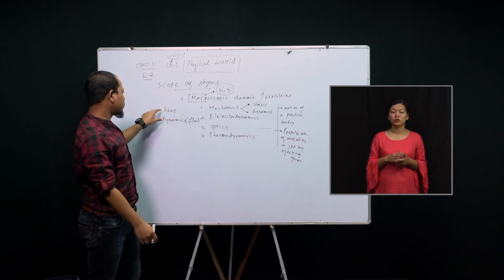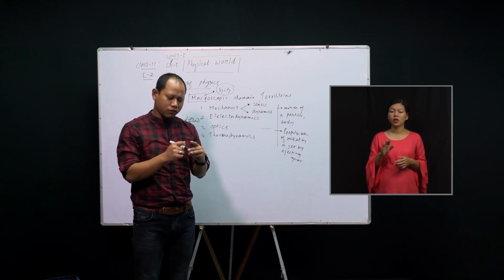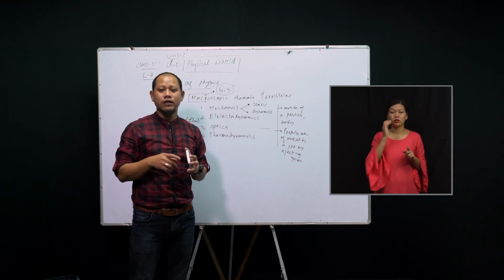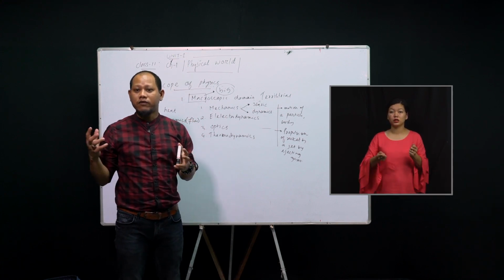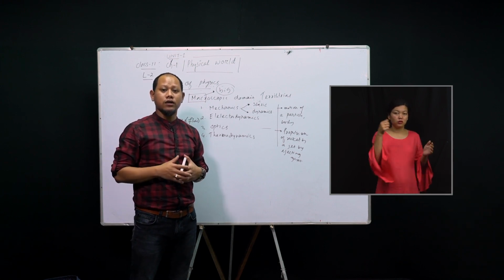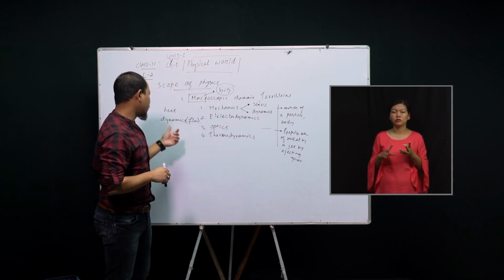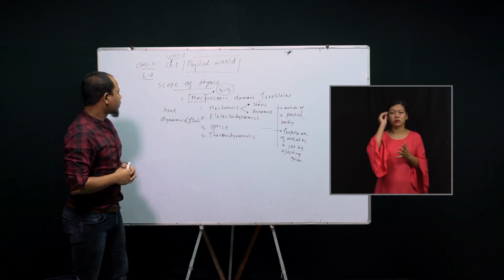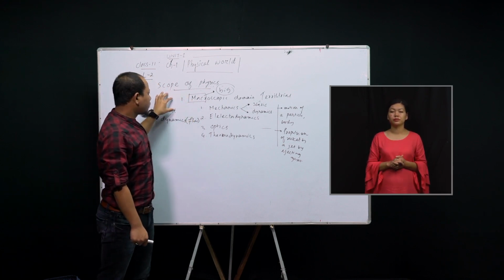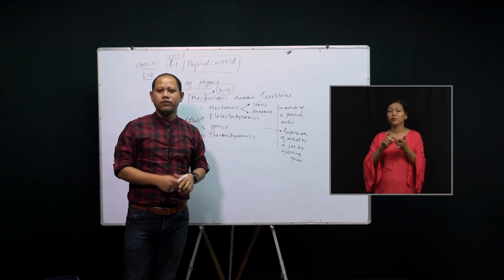Thermodynamics is a very interesting part, because once we know thermodynamics, we know how to design cars, how to design car engines, how to design the heat engine, how to design the refrigerator, so many machines. There are numerous ways. So this is about the scope of physics. Now we have finished the macroscopic domain. Now I'm going to discuss the microscopic domain of physics.